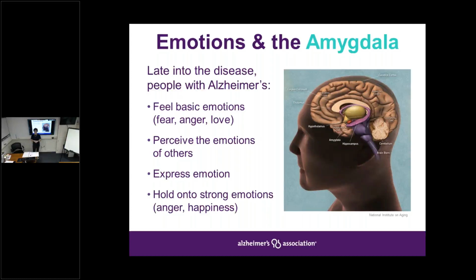So even into the late stage of the disease, our people diagnosed with Alzheimer's disease are going to feel those emotions of love as well as anger, and that's why our emotion makes such a big difference. They're going to perceive the emotion of others. They very well can express emotion and hold on to strong emotions.